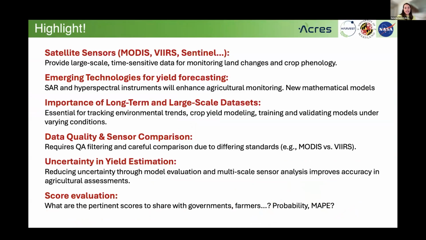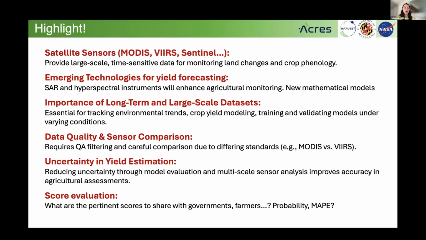So just to finish, I would like to highlight some important points about yield from my point of view. The first point is that optical satellite sensors, like MODIS and VIIRS, have been shown to be very useful to create yield forecasting models. You can find many papers with different methods using this data set. But if you go to local scale, this data set will show some limitations.